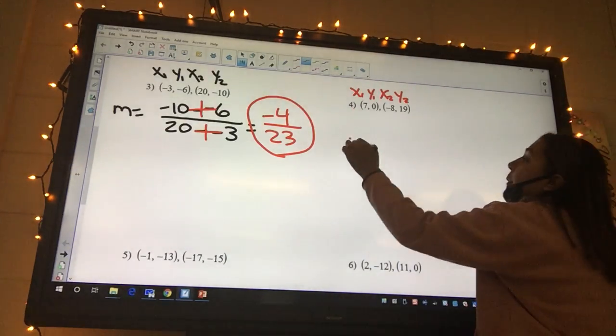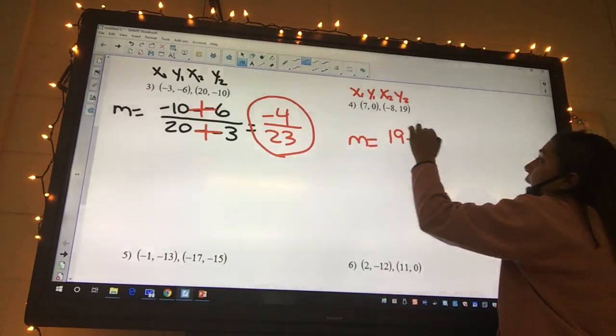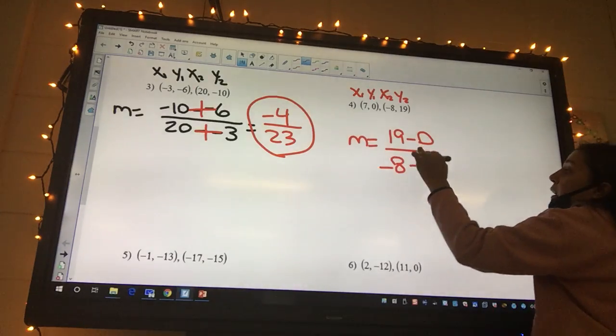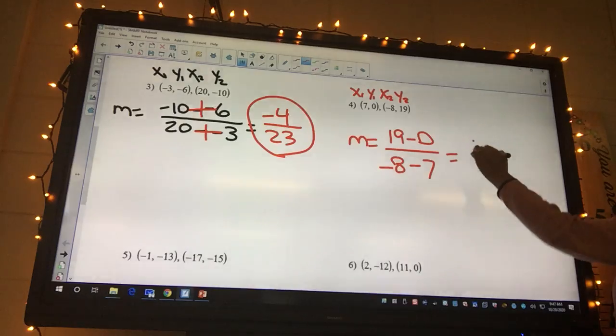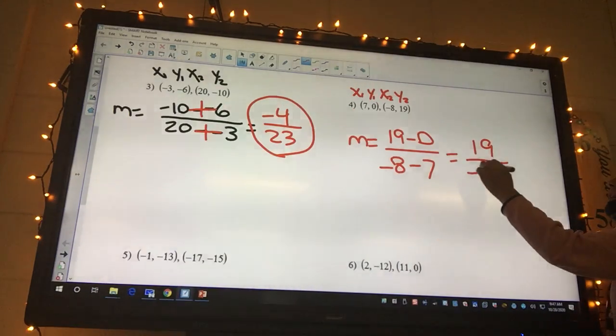Okay, so m equals y sub 2, which is 19 minus 0, over x sub 2, which is negative 8 minus 7. Well, 19 minus 0 is 19. Negative 8 minus 7 is going to be negative 15.